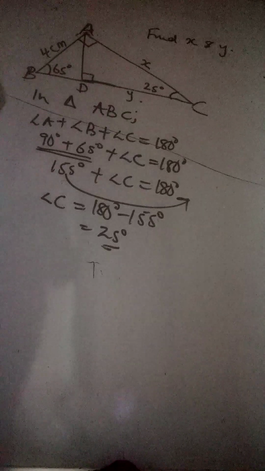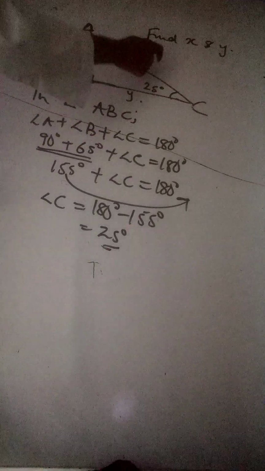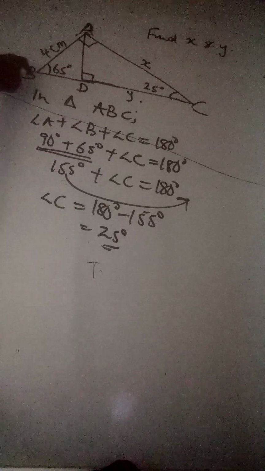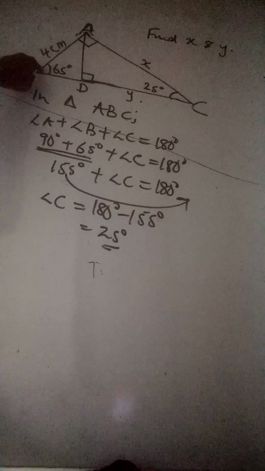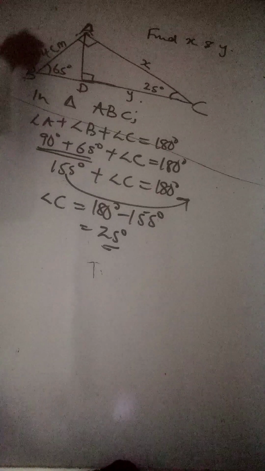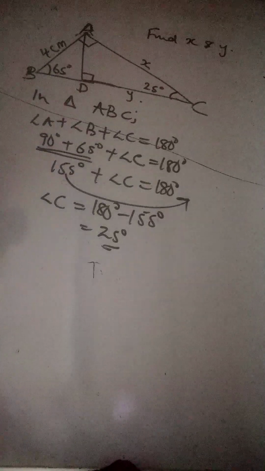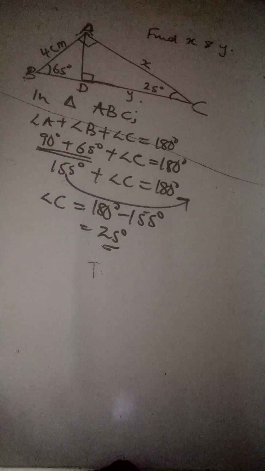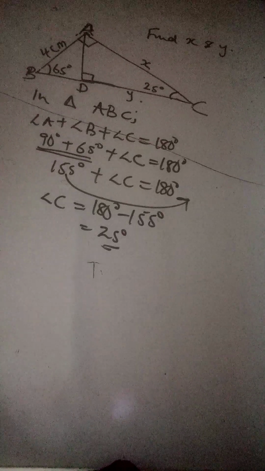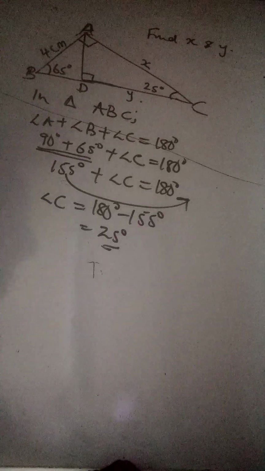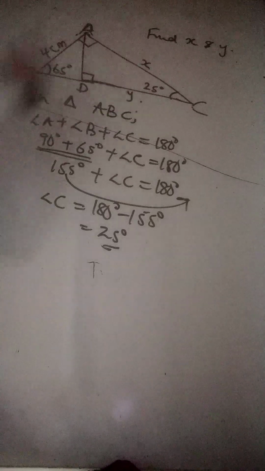But if you look at triangle ABC as a whole, you see that side X is facing angle B. That means this is opposite to angle 65. Side 4 is facing angle 25. That means this is opposite to 25. So, how can I decide which one I should use, either this or this? Well, I will give you one secret. I would rather use 65 instead of 25, though I will get the same answer.